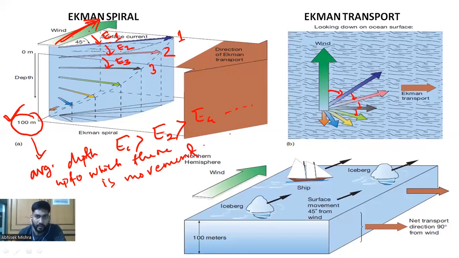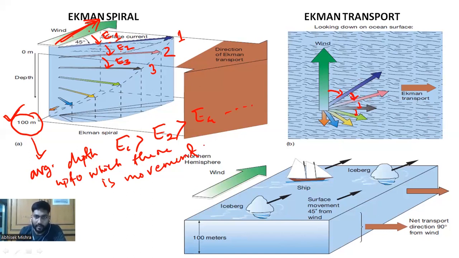So from each layer to the bottom layer, the rotation is higher. The deflection is higher. It is deflecting to the right of the upper layer. Each layer is deflecting to the right of the upper layer, and it has lower energy than the upper layer. The energy is reducing, and the deflection is increasing.